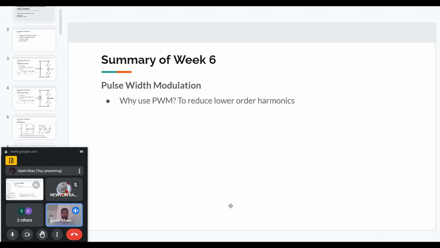So this was the basic three-phase and single-phase voltage source inverters. Now we come to pulse width modulation. The first question is, why do we use pulse width modulation? The answer is that we want to reduce the lower order harmonics in the load voltage and current waveforms, mainly current waveforms. So how do we do this?